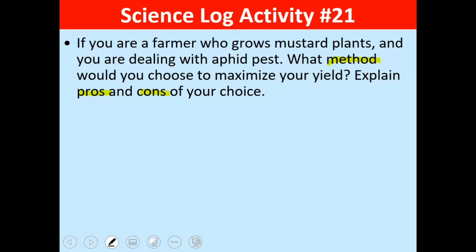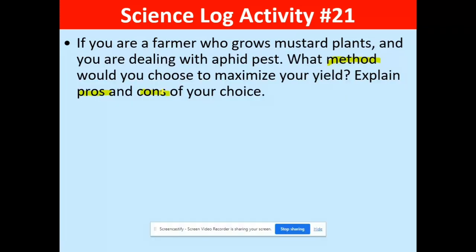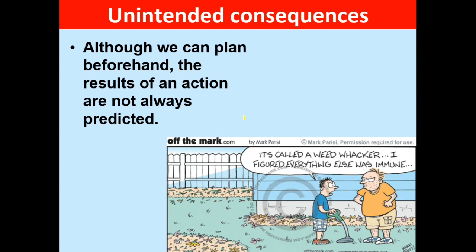So that means, will you choose pesticide? Will you choose biological control? Tell me the good benefits and any harmful outcomes that are going to be predicted in that situation. So long story short, ladies and gentlemen, we have to be careful about unintended consequences, because even though we plan beforehand, the result that happens in an ecosystem is not always predicted.